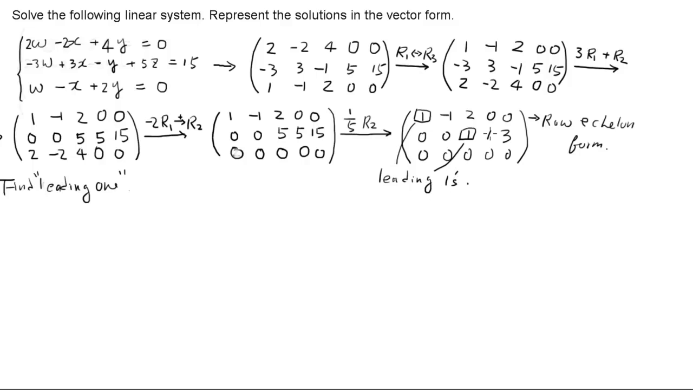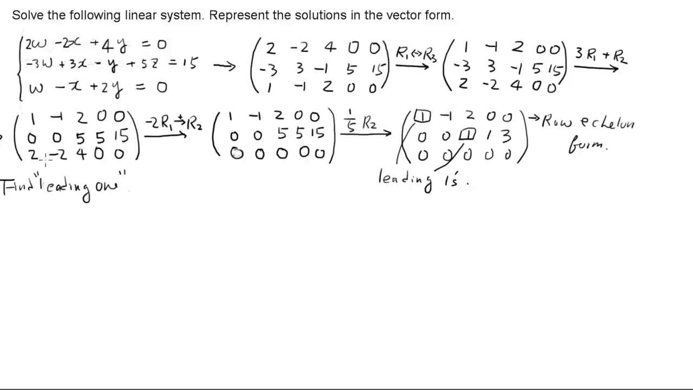Leading ones. So how do we find them? We look at each row and look at the leftmost non-zero entry. If it's not 1, then we can always divide that number through and get 1. So these are called the leading ones. Now, we know among these 4 columns, this one is W, this one's X, this one's Y, and this one's going to be Z. We look at these columns corresponding to our variables, and we look at the columns without leading ones. So this one doesn't have a leading one, and this one doesn't have a leading one.